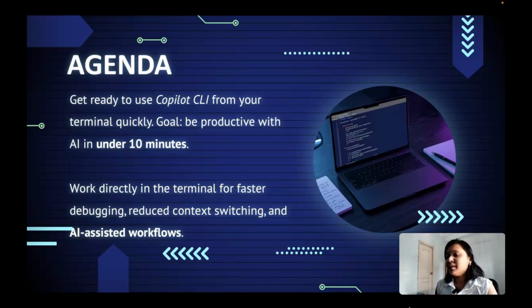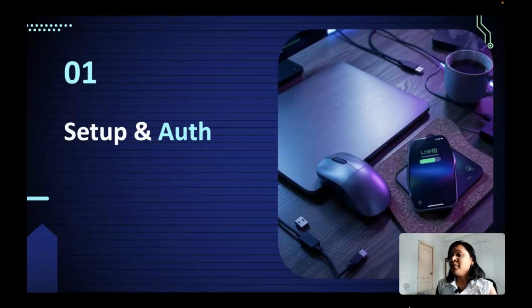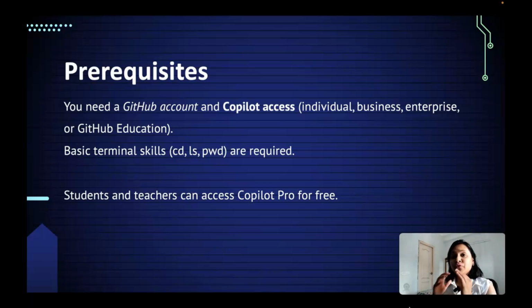Now you have to work directly in the terminal, and that will help you with faster debugging, reducing context switching, and also the AI-assisted workflows we will be talking about. In order to do the setup and auth, it's a very easy thing. The first thing is to have a prerequisite. In this prerequisite, you need to have a GitHub account. If you don't have a GitHub account, I would recommend you first go ahead and create one. It's very simple. Just go to the github.com website, put in your login, and you can get started.